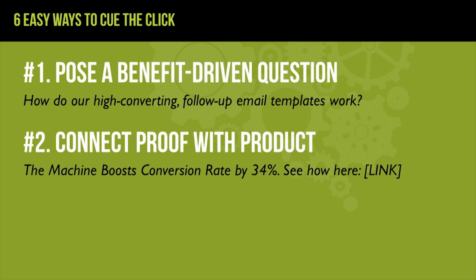Connect proof with product. This one is really simple, and it's really effective. You pretty much just take one sentence, stick the name of the product and a claim, a true claim, together. Don't just make it up, but it doesn't need to be the biggest deal ever. Stick them together and say, see how this happens. People love that.